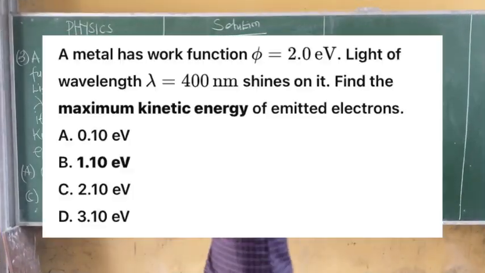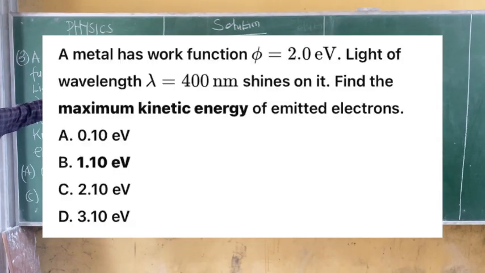Question 3 says, a metal has work function phi of 2.0 electron volts. You also have a light of wavelength 400 nanometer shining on it. Find the maximum kinetic energy of emitted electrons. Option A, we have 0.10 electron volts. B, 1.10 electron volts. C, 2.10 electron volts. And D, 3.10 electron volts.